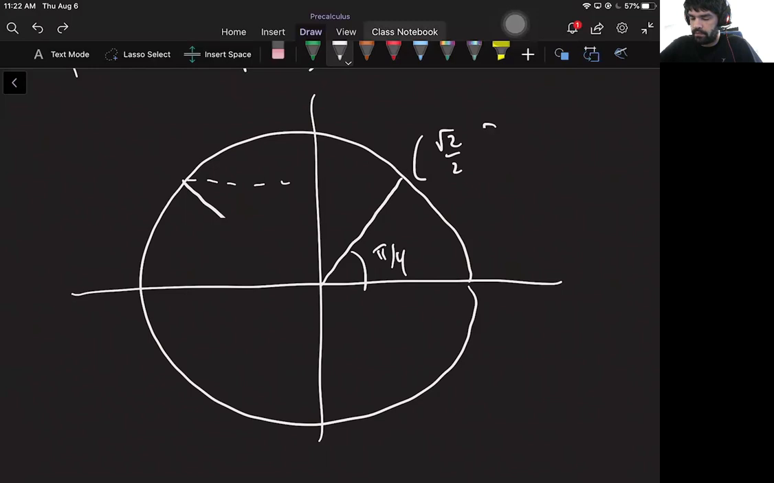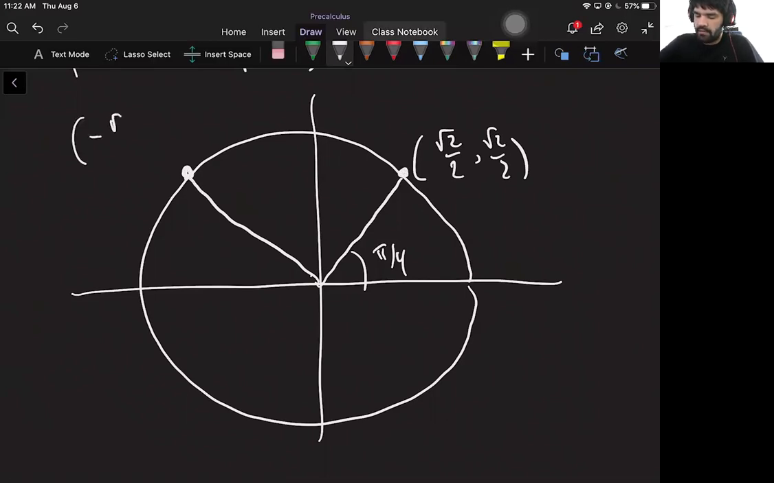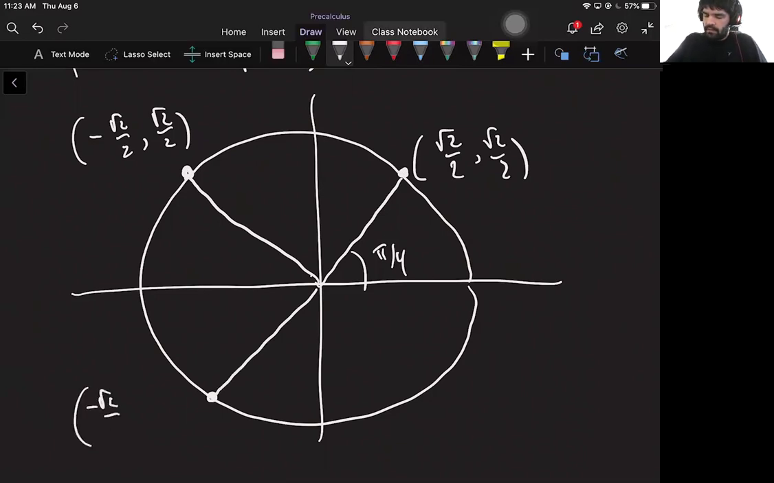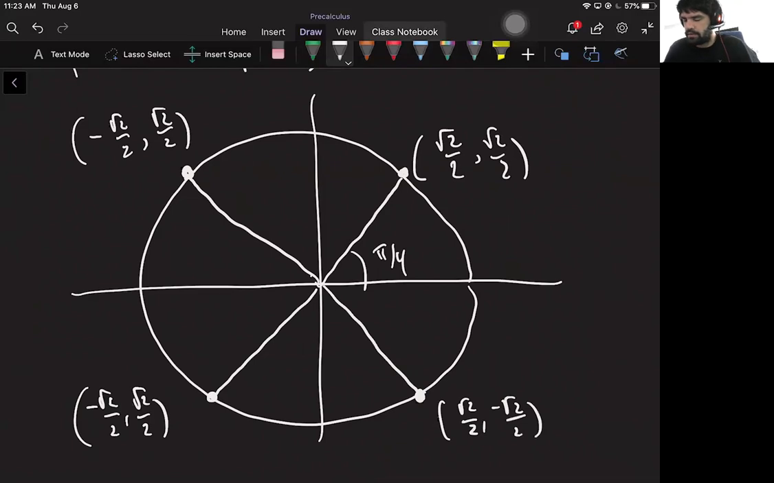And I can, oops, I did too much. Try that again, okay. So what's the point that this angle will touch? Well, it's the same point, except I go left, so it's negative root 2 over 2. And I still go up, so that's exactly the same. And then there's going to be one over here that's the same, but now I go left and I go down, so they're both going to be negative. And then over here, exactly the same, but I go right and then I go down, so the y coordinate is negative, but the x coordinate is not.